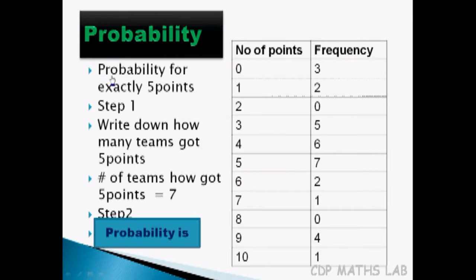Now we're going to find the probability for exactly 5 points. A team that will get exactly 5 points. Now note the word exactly. And note the 5 points. So you notice I circled the word exactly and then I circled the 5 points in the table.